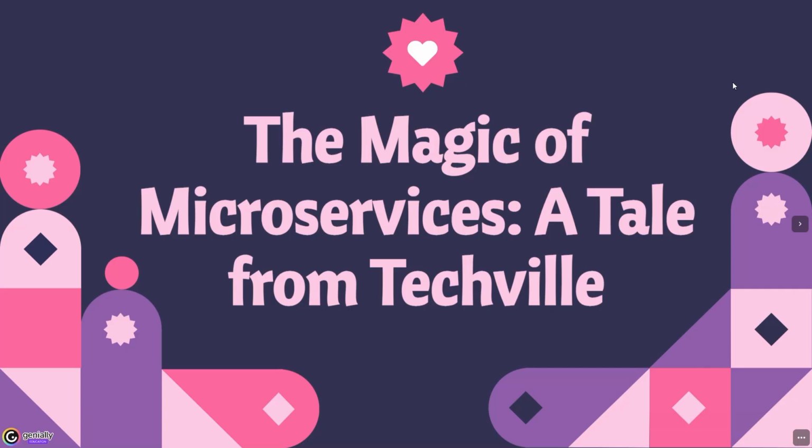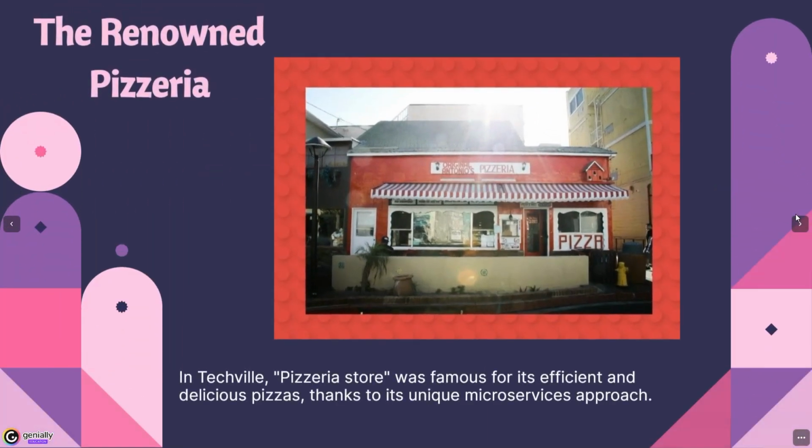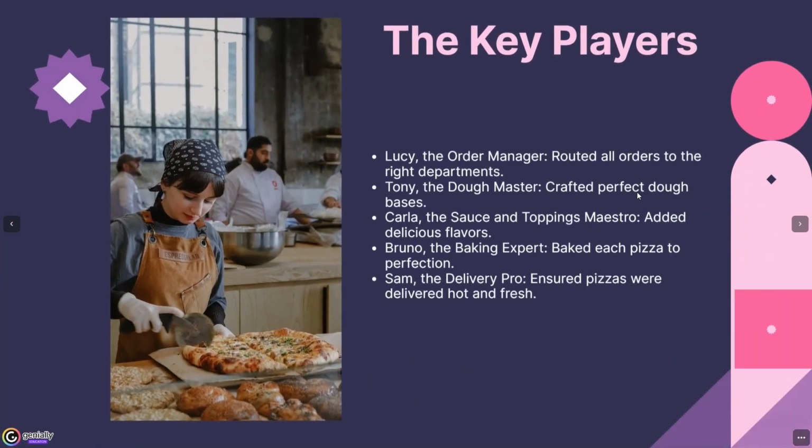In this video, we are gonna talk about a microservices story. According to our story, we have a pizzeria store in Decoupled City. So, let's begin. In Decoupled City, the pizzeria store was famous for its efficient and delicious pizza, thanks to its unique microservices approach. So we have some key players in this scenario. Lucy, the order manager, routed all orders to the right departments.